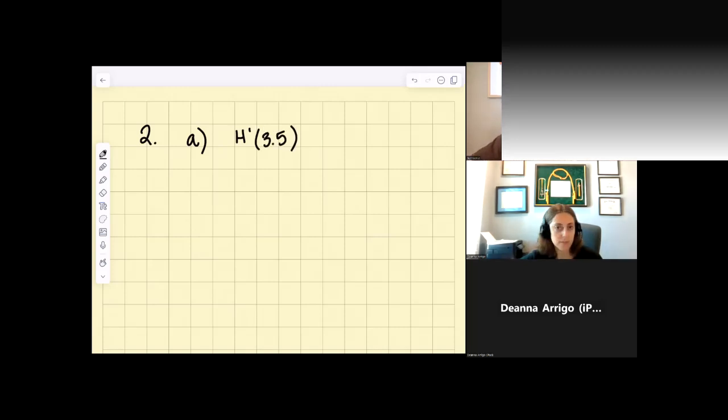But how would you find that using the table? You just take the two values like that. 3.5 is between 2 and 5, I think. So it's H of 5 minus H of 2 over 5 minus 2.